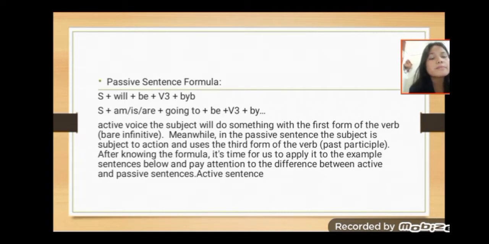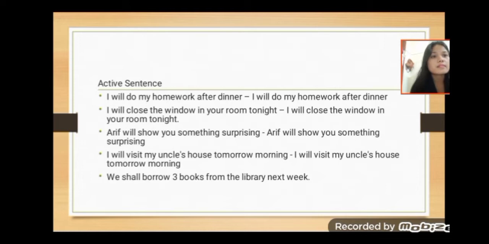In the active voice, the subject will do something, using the first form of the verb, the bare infinitive. Meanwhile, in the passive sentence, the subject is subject to action and uses the third form of the verb, the past participle. After knowing the formula, it's time for you to apply it to the example sentences below and pay attention to the difference between active and passive sentences. Active sentence: I will do my homework after dinner.